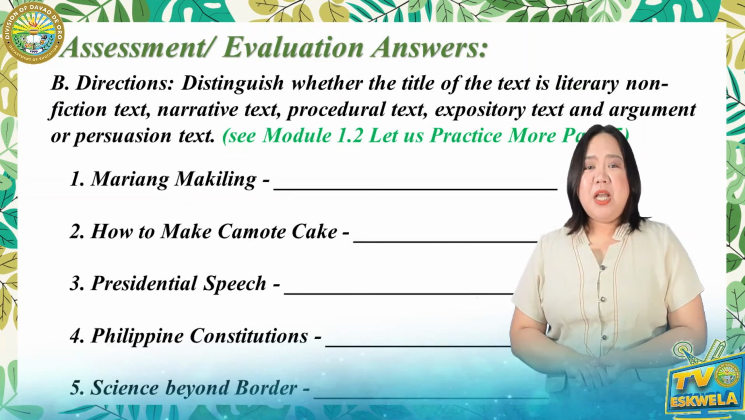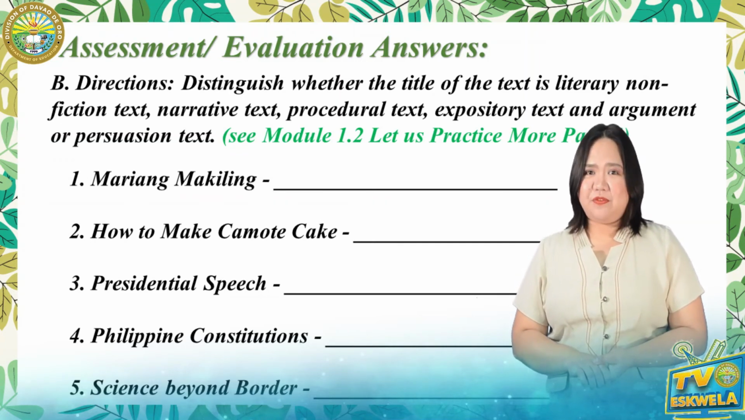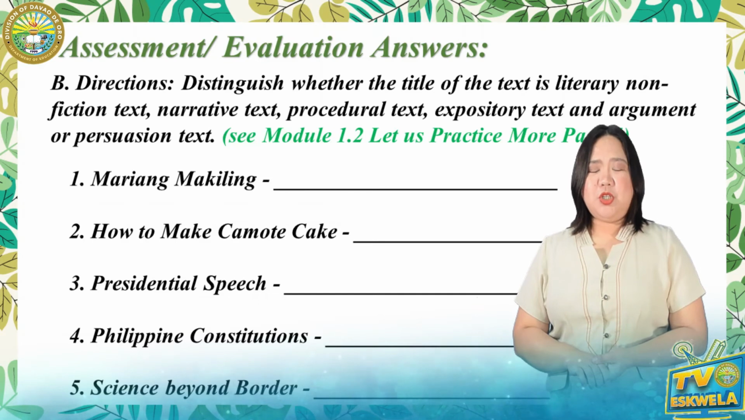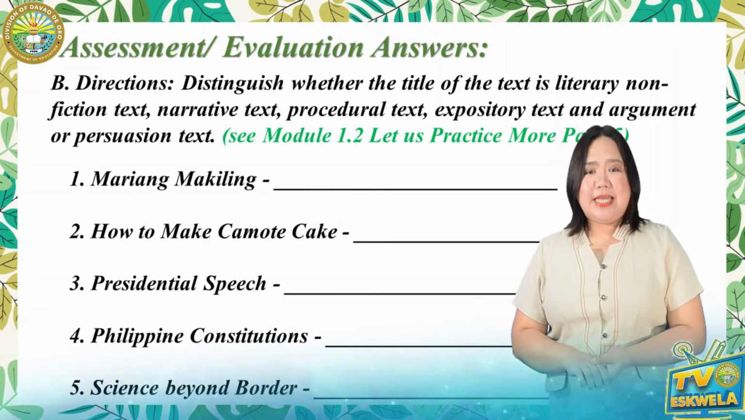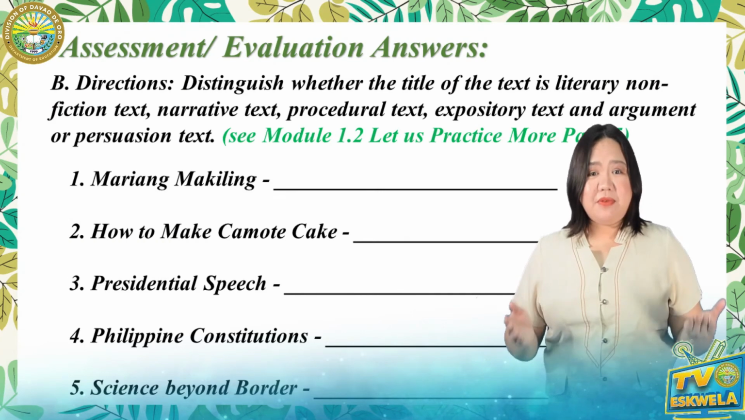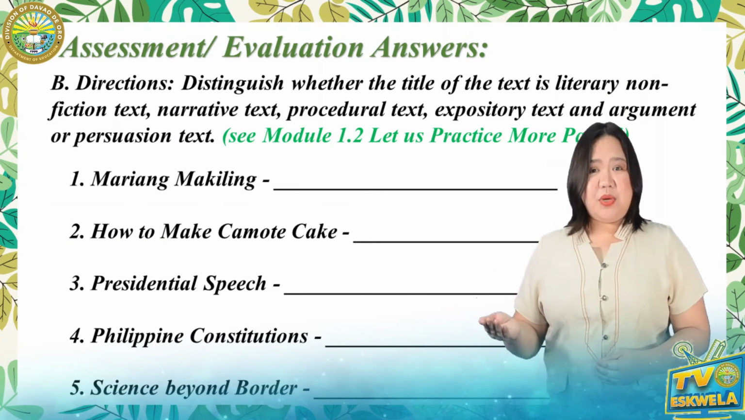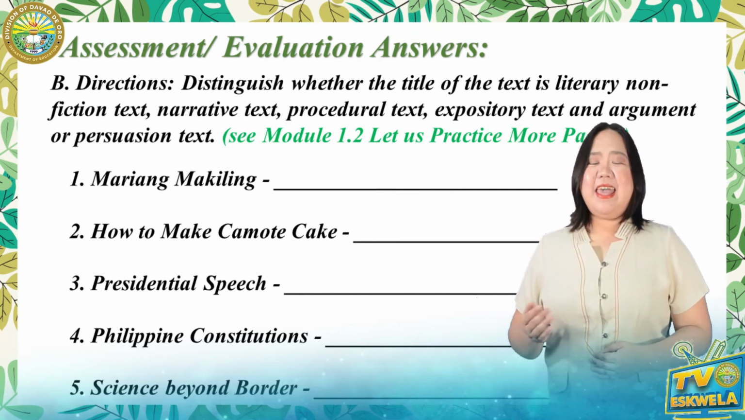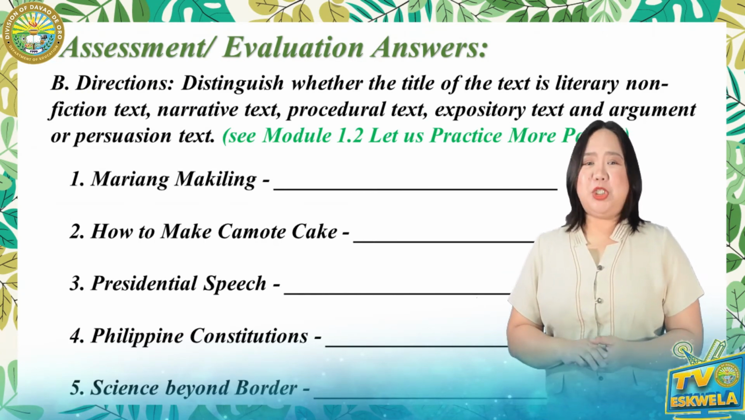And next, just turn to your module 1.2, page 5. Test 1B, here is the direction. Distinguish whether the title of the text is literary nonfiction text, narrative text, procedural text, expository text, or argument or persuasion text.